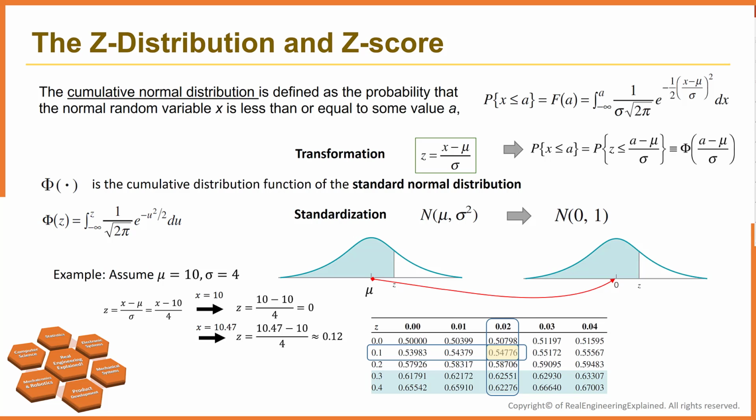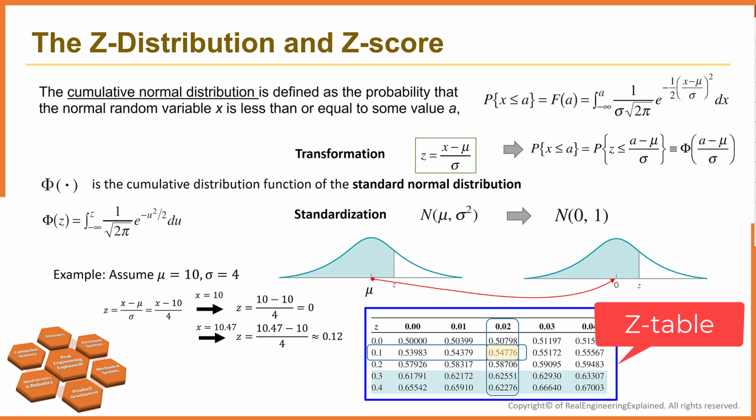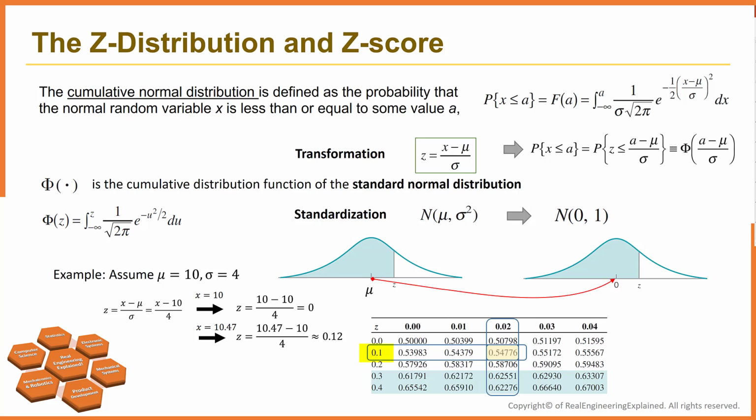Then, to find the cumulative probability, we can use the z-table. 0.12 is equal to 0.1 plus 0.02. Find those two numbers from this table. The intersection will be 0.47. This number will be the cumulative probability calculated from the z-table.